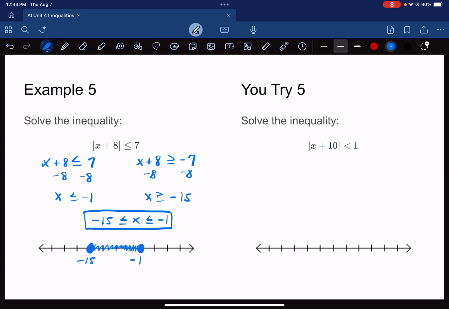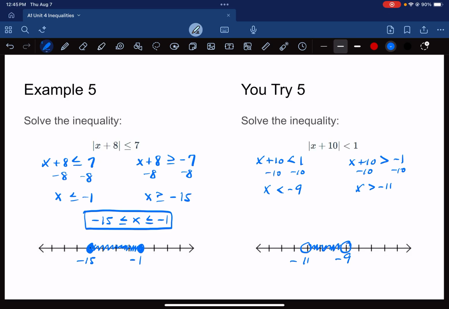All right. You try this one. Okay? Hopefully you did that. Leaving that one the same. Switching that one around. It's a minus 10 everywhere. That's negative 9. That's negative 11. So negative 11 is smaller than negative 9. At negative 11, it's an open circle and it's greater. At negative 9, it's an open circle and it's less.